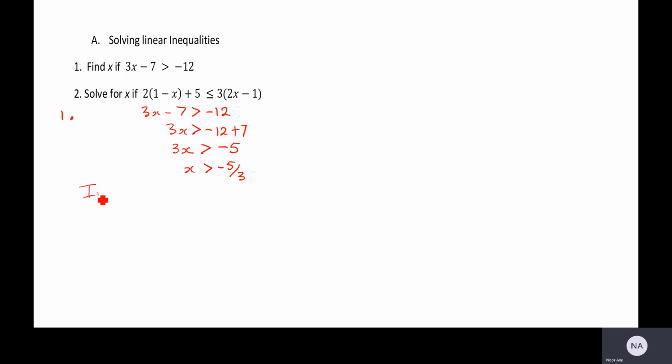So what will your interval notation look like? Our interval notation, so that's minus 5 over 3. Is minus 5 over 3 included? No. So it's open brackets and it's greater than, so it starts at minus 5 over 3 and goes all the way to infinity. All the values from minus 5 over 3, excluding minus 5 over 3, all the way to infinity is part of your solution. I'm not going to draw the number line. Let's go to number 2.